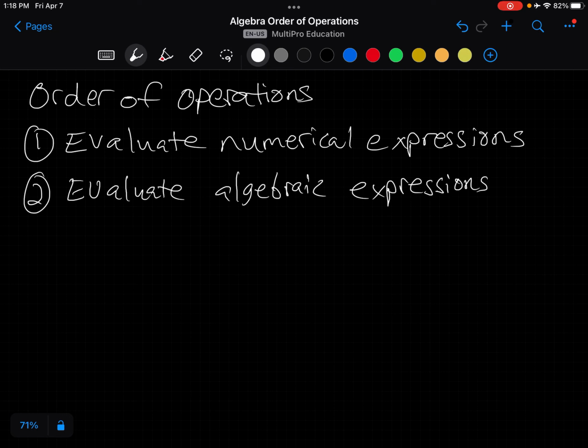We're going to talk about the order of operations. What kind of operation is this? Someone having surgery? No, they're not. We're doing operations of math. So this is going to be real exciting.